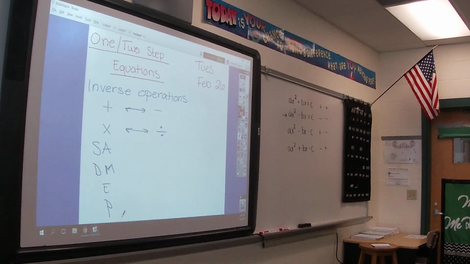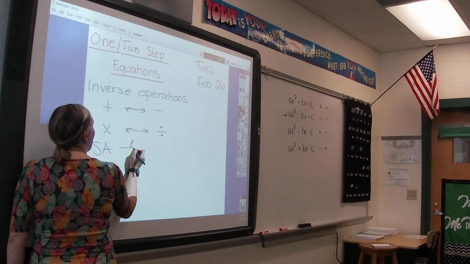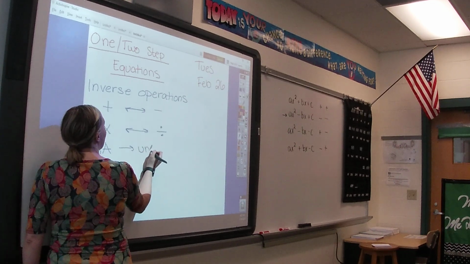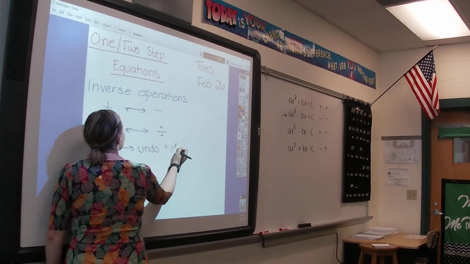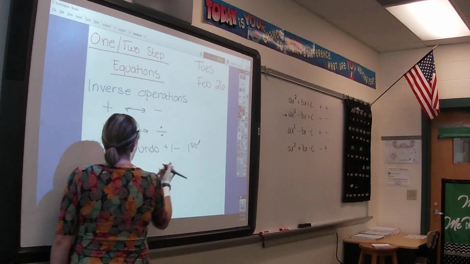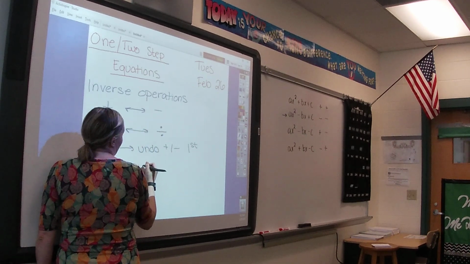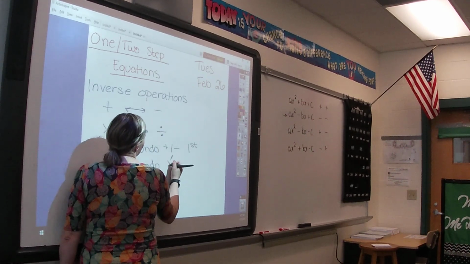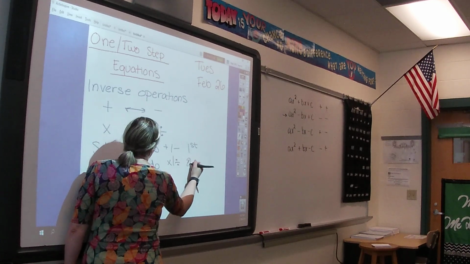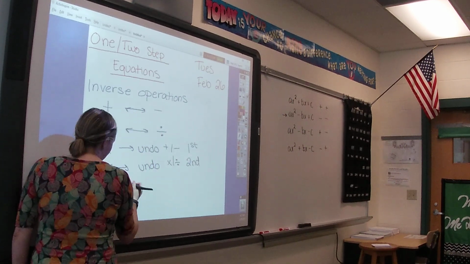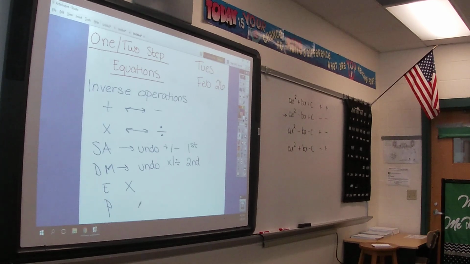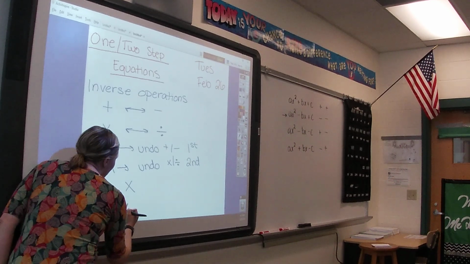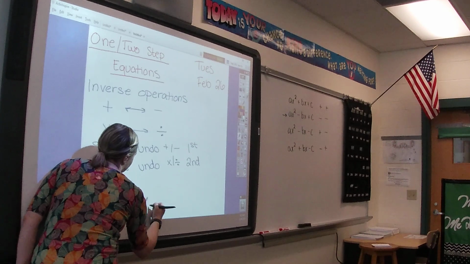This says that whenever we are going to solve an equation, we are going to undo addition and subtraction first. We will undo multiplication and division second. The E we don't need to worry about because that's not a property we're going to be dealing with yet. And we will undo anything in parentheses last.